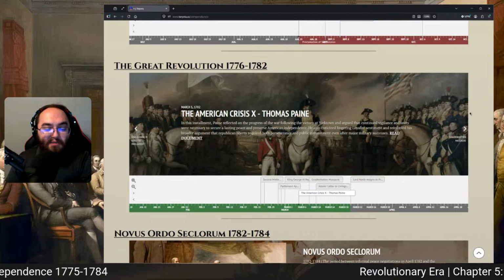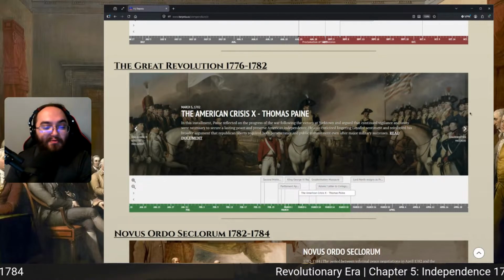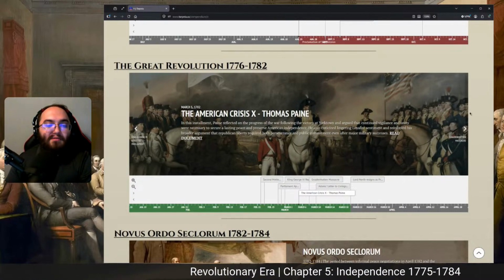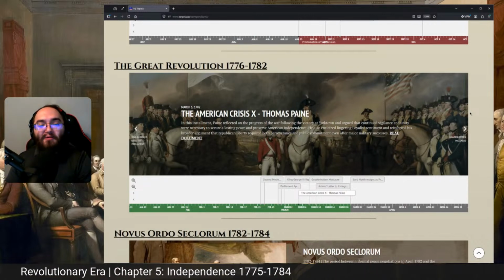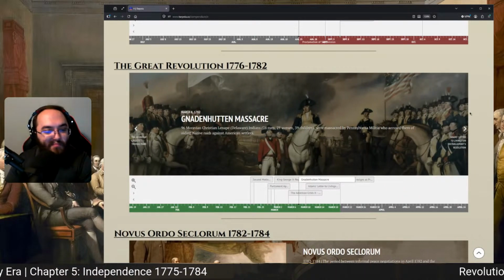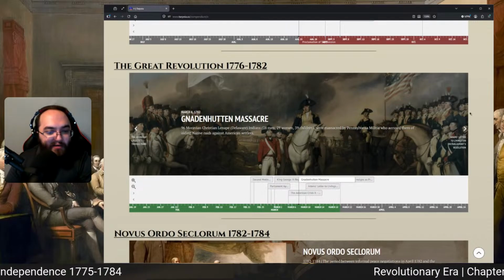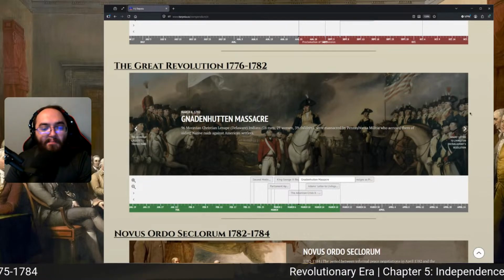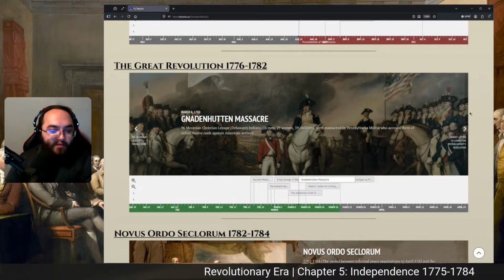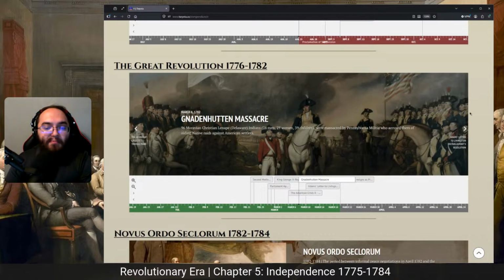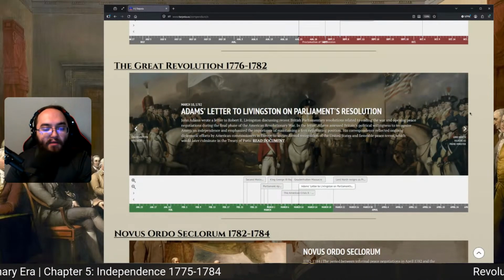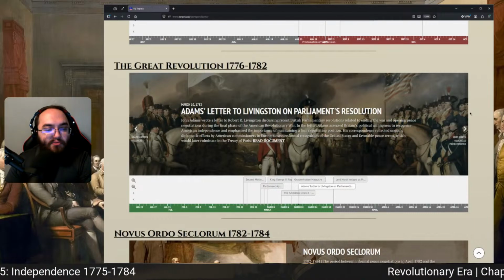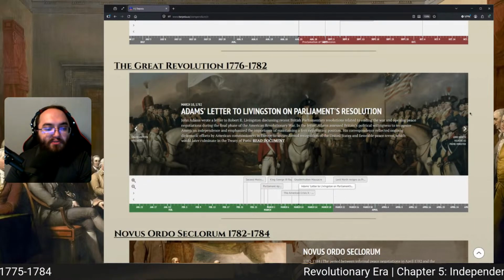And Thomas Paine will write the American Crisis number 10, talking about how well the war is going at this point, especially after the Battle of Yorktown. You have yet another massacre, this time of Native Americans by Pennsylvania militia. And then you have Adams's letter to Livingston on Parliament's resolution.